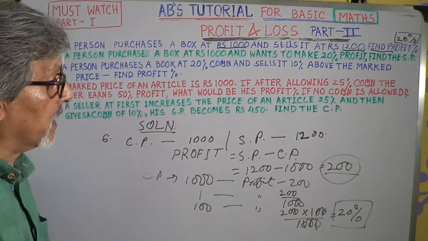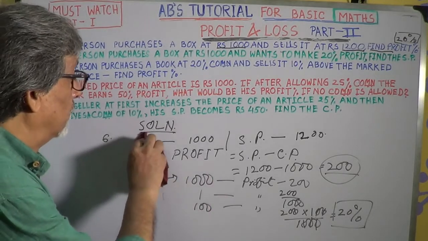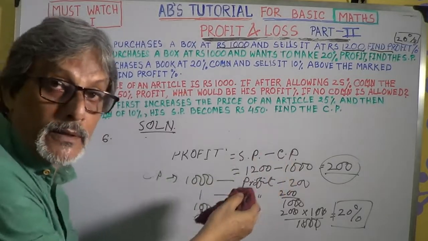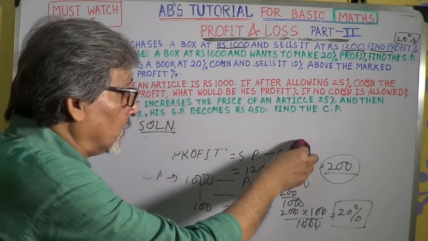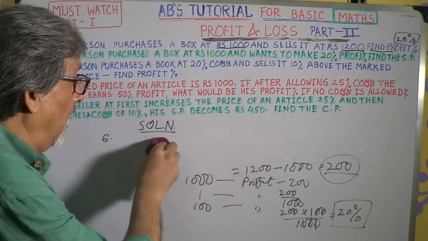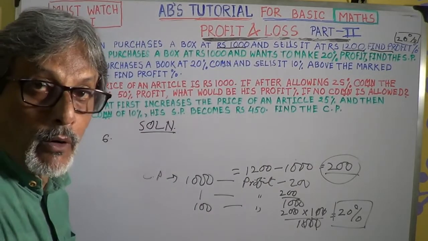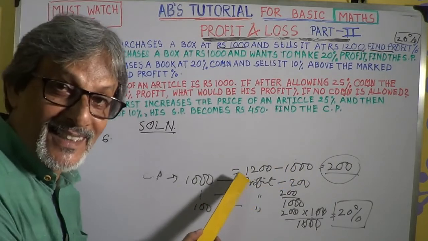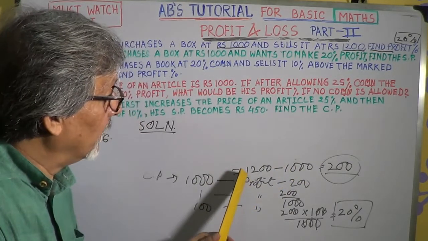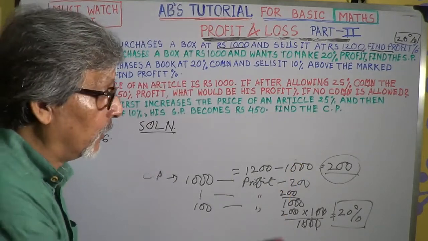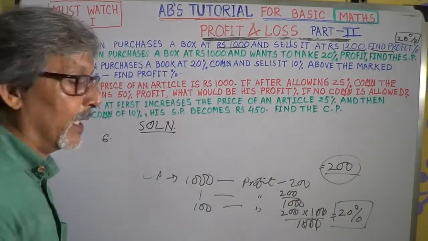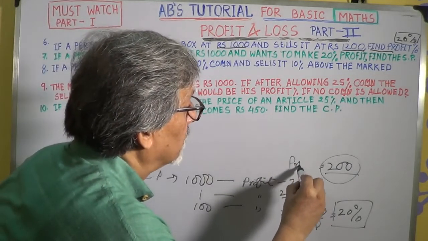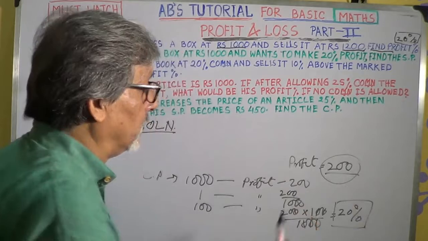We can easily omit this step. Profit is equal to SP minus CP. This is our concept, so we need not write this step also. And here, as the amount is very small, that is 1200 and 1000, we can subtract this mentally, isn't it? So 1200 minus 1000, we can straightaway write profit amounts to rupees 200.